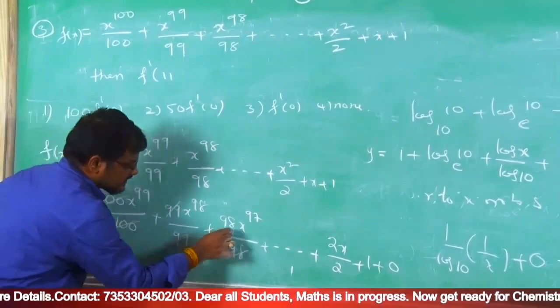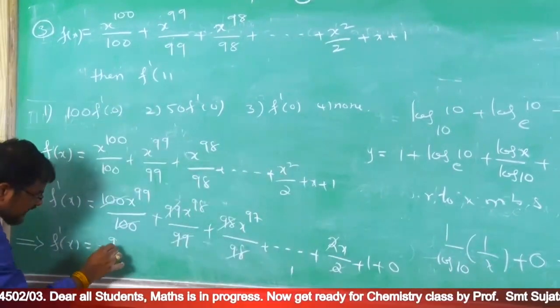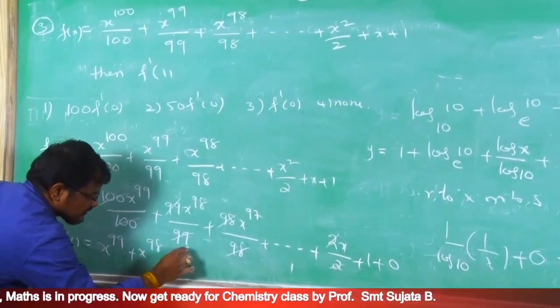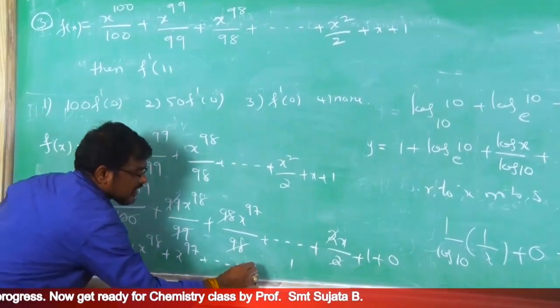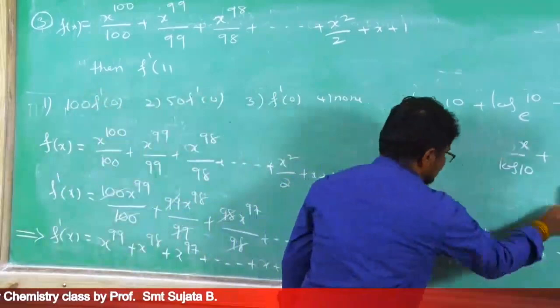And now that implies f dash of x is equal to, here 100 gets cancelled, 99 here, 98 here, 2 also gets cancelled. What is the remaining function? x to the power of 99 plus x to the power of 98 plus x to the power of 97 plus etc., plus x plus 1. Now we have to identify the option.